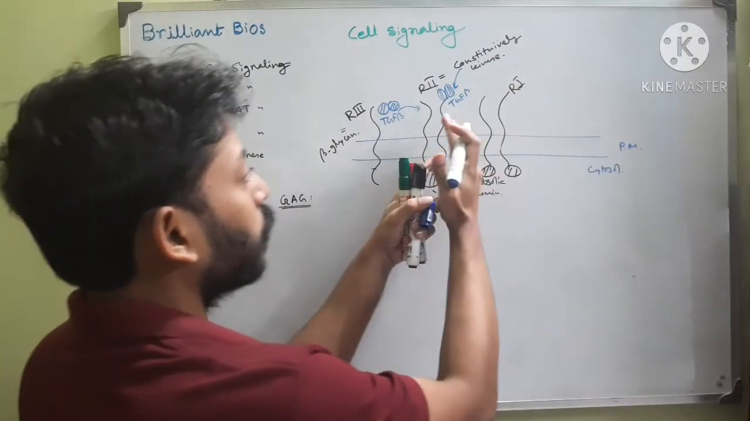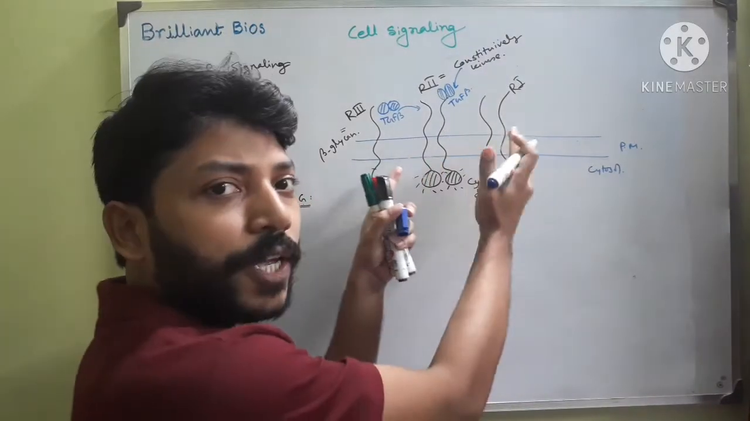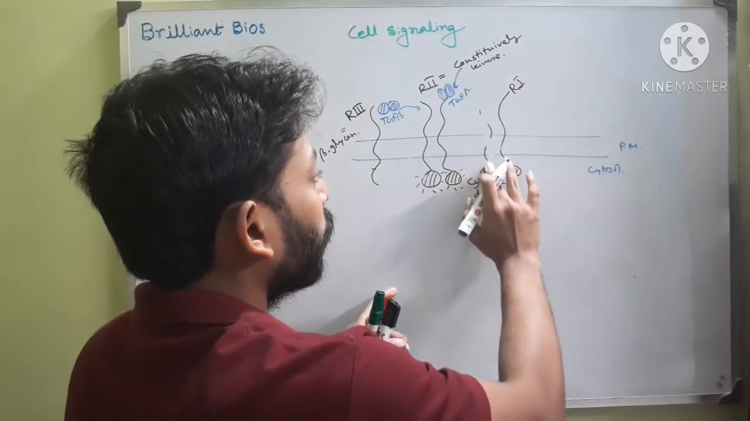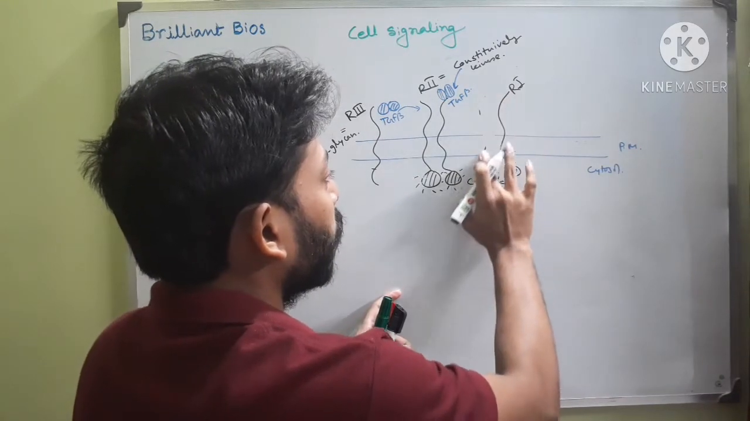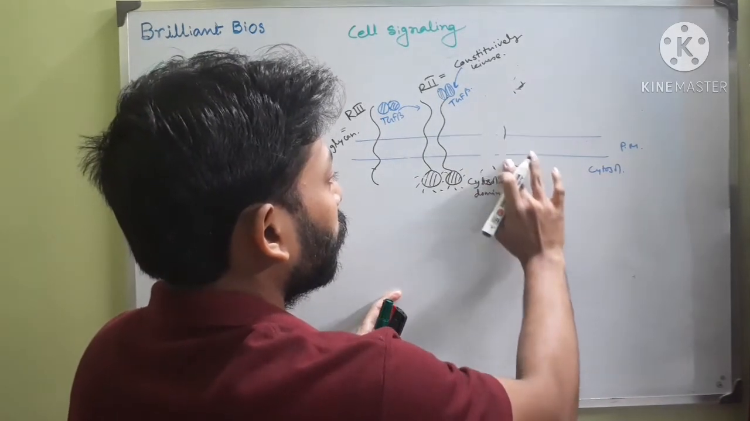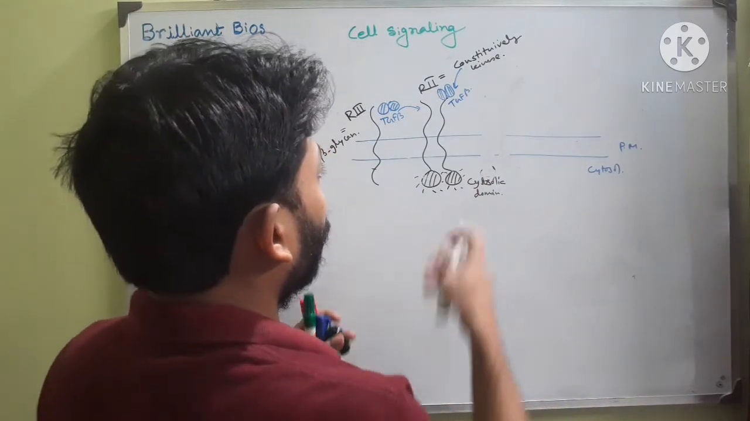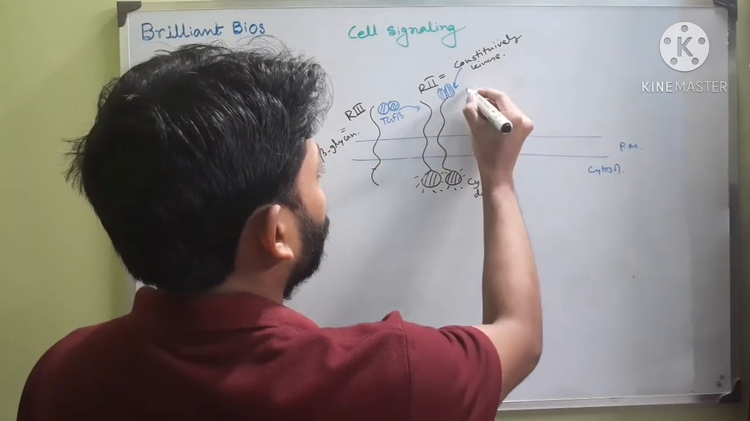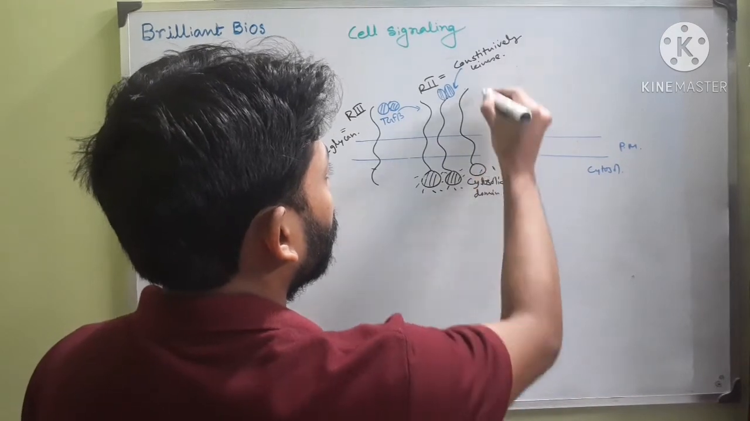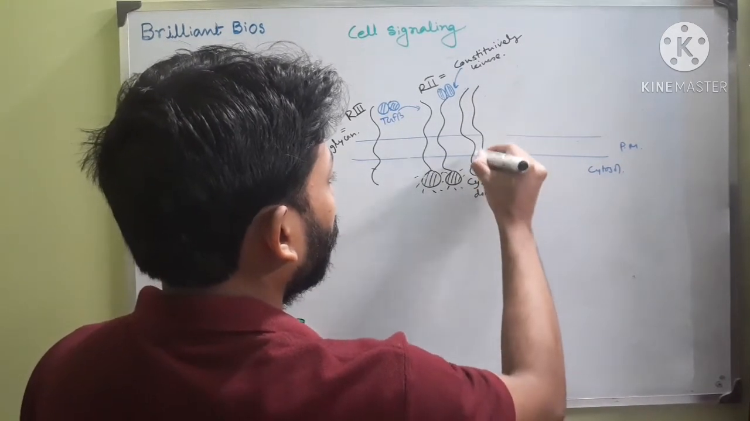Then R1 and R2 actually come close to each other, very close to each other. They do not remain distant. They associate with each other. So they come very close. Let's suppose this is the R1.